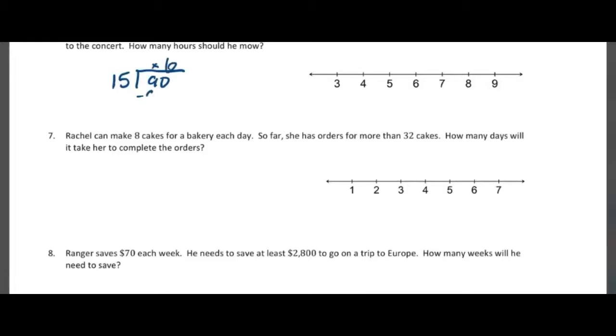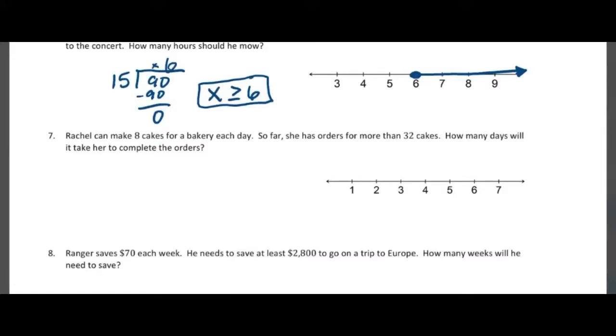So 6 times 15 gives me 90. 90 minus 90 is 0. So x, because the concert is going to be at least $90 to go. At least. So x is greater than or equal to 6 hours to work, Casey's 6 hours to work. So I have a closed dot on the 6, and then it's greater than, so it's going to the right, because it's any number of hours 6 or greater. So it's going to the right.